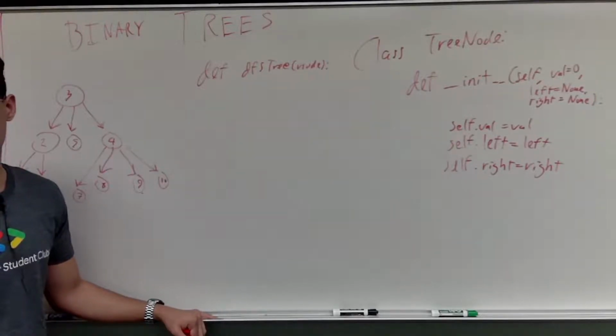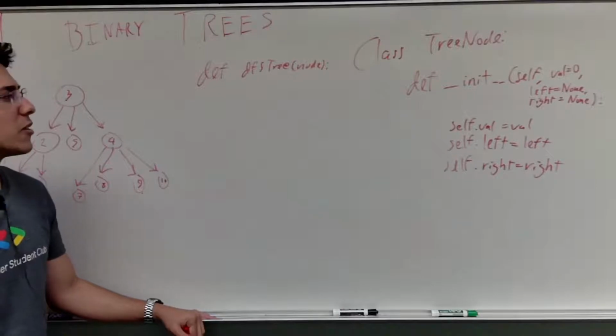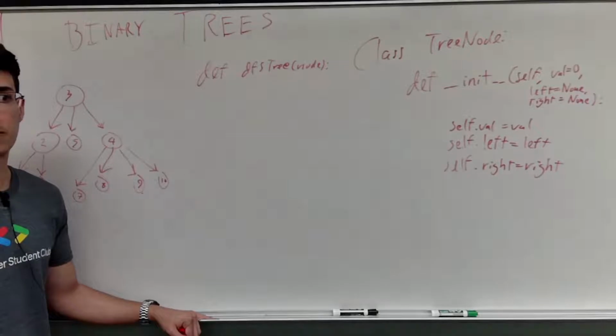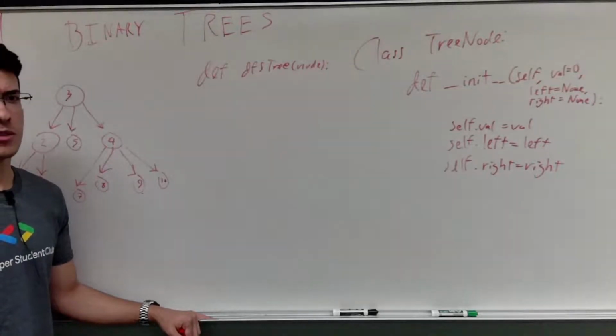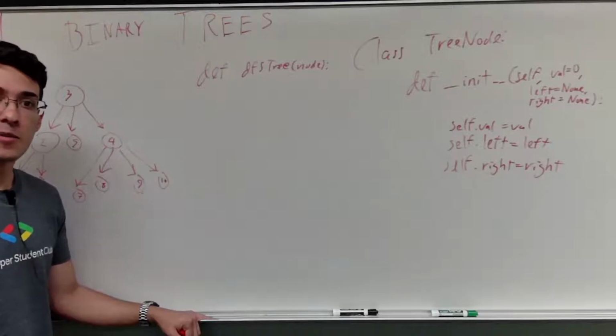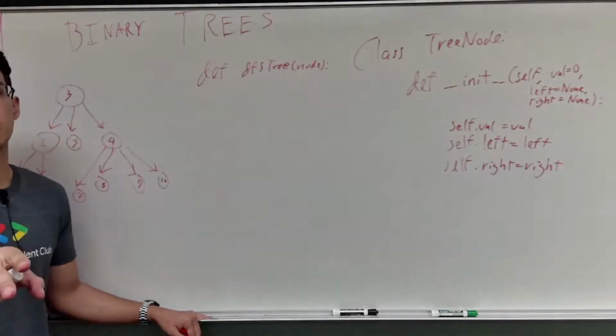Are we assuming we already created the class? Actually, now that I think about it, in order doesn't make any sense. We're gonna do pre-order. What's pre-order? Left, current, right? No, what's pre-order, guys? Root, left, right. Root, left, right. But here, what would it be?